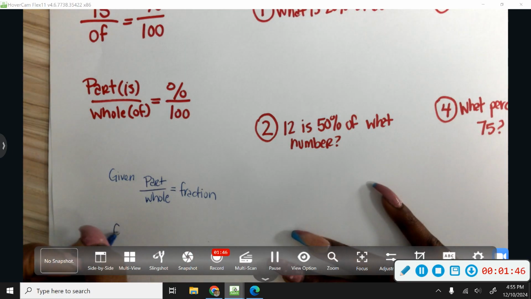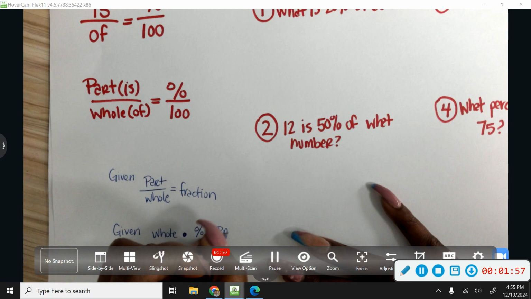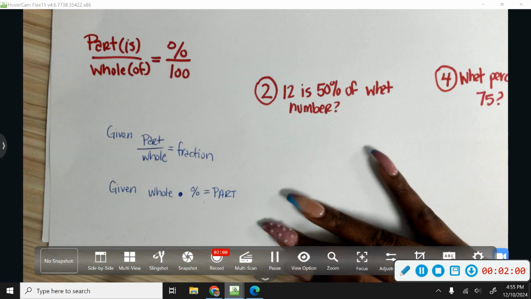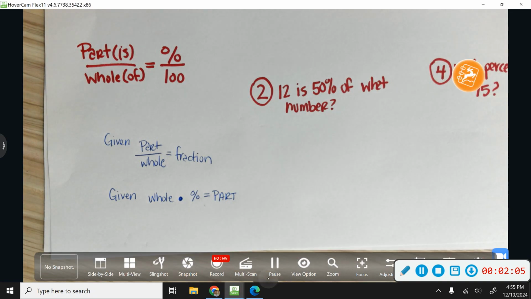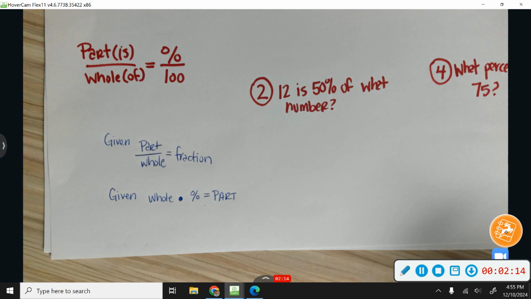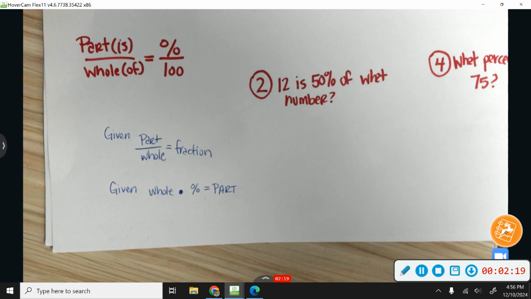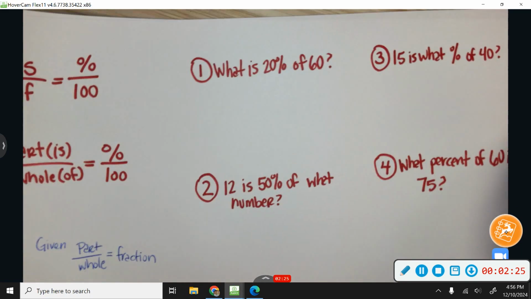Secondly, when you're given your whole and your percent, you can multiply those two to find your part. Okay? The only thing is with that, you have to make sure that you turn your percent into a decimal. Once I turn my percent into a decimal, then I can just simply multiply those two and then find out what my part is. Okay? Let's go ahead and look at some examples now.